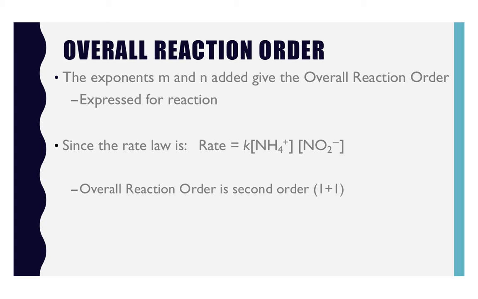You can also express the overall reaction order, and the way that you do that is you simply go ahead and add up whatever the reaction orders are. So since the rate law was this and this, we just take the two reaction orders, first order with respect to this, first order with respect to that, add them up, and the overall reaction is a second order reaction.